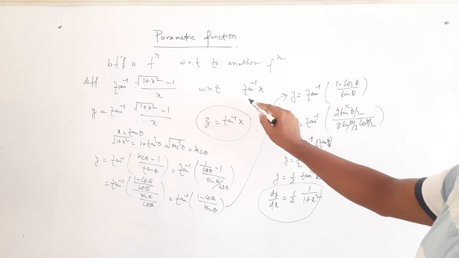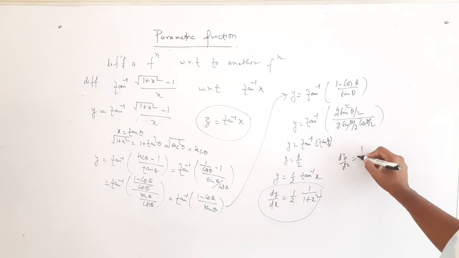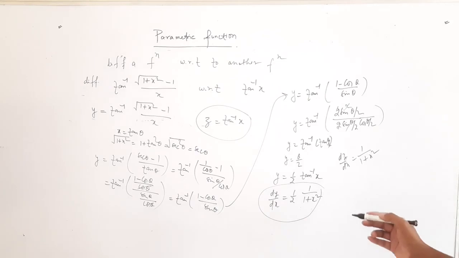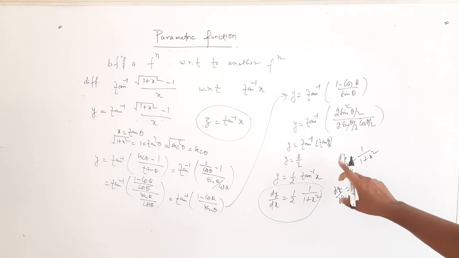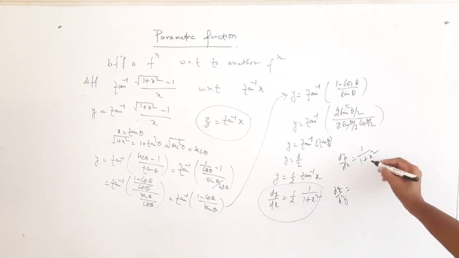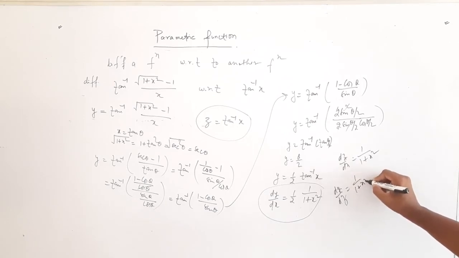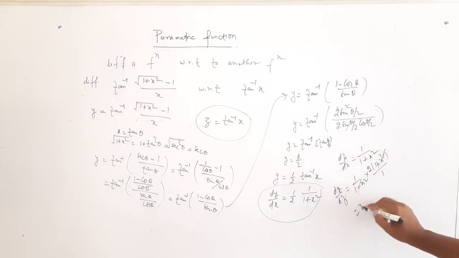And now what is this? This is our z. So if you find dz by dx, then you directly see it is coming as 1 over 1 plus x square. This is a direct formula. Then what is dy by dz? If you divide dy by dx over dz by dx, you'll get your answer as 2, because it is 1 upon 2 times 1 plus x square into the reciprocal, 1 plus x square over 1. So these cancel and your answer is dy by dz is 2.